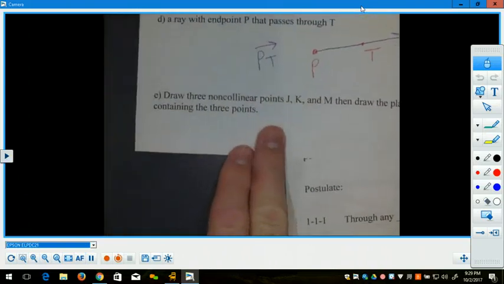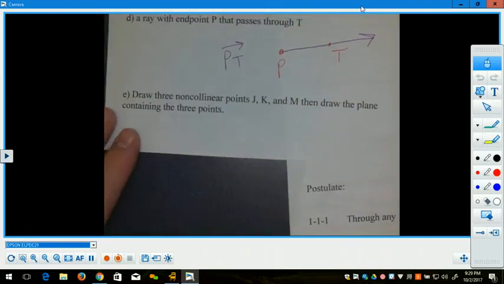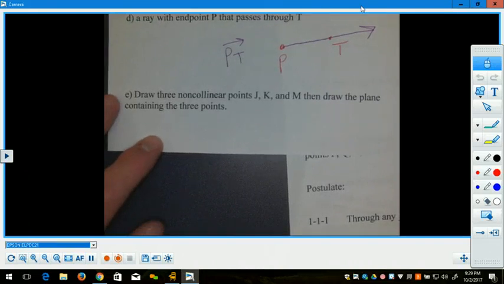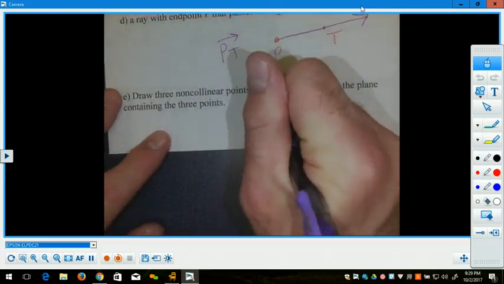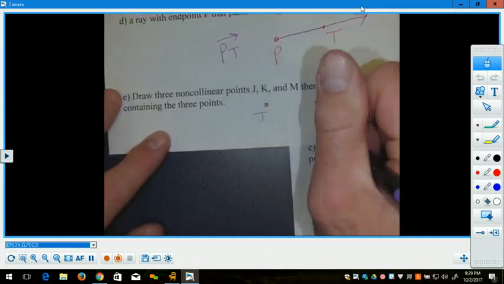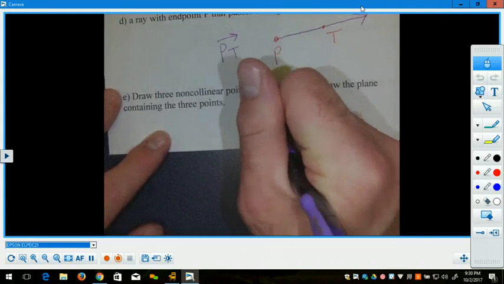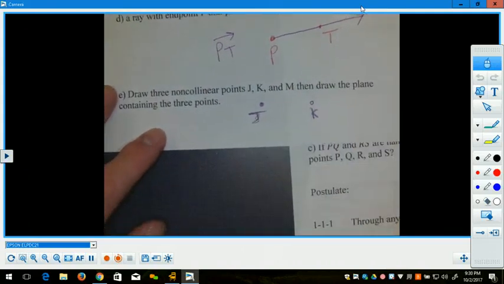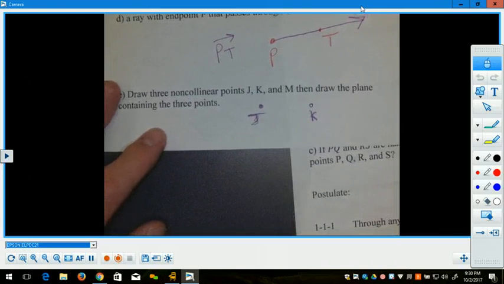And letter E, draw three non-collinear points J, K, M, and then draw the plane containing the three points. So here's J and M. It doesn't matter, or J and K. It doesn't matter where I put them. This is no joke, they are going to be on the same line. Any two points define a line.